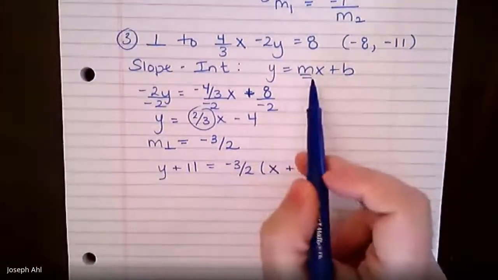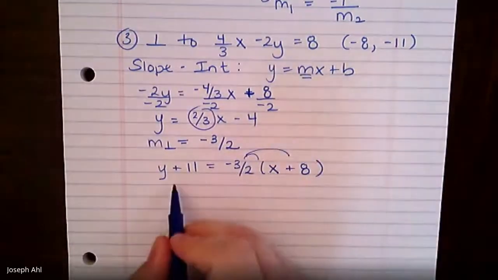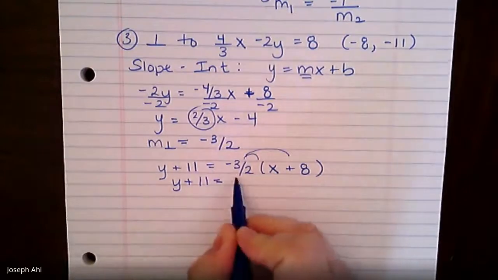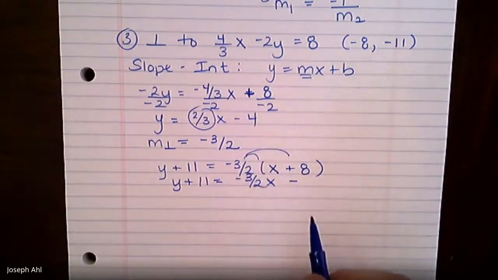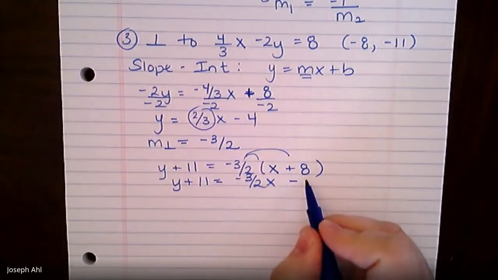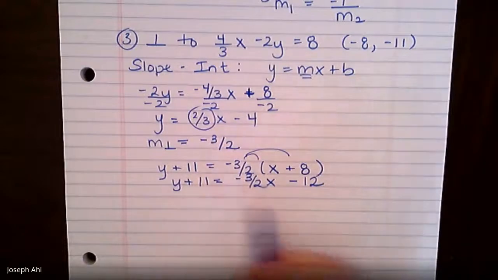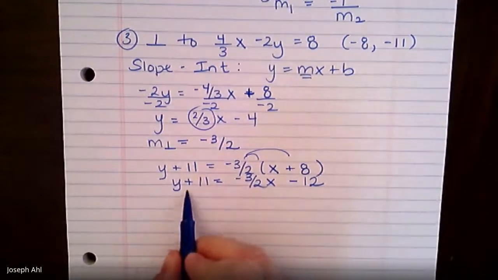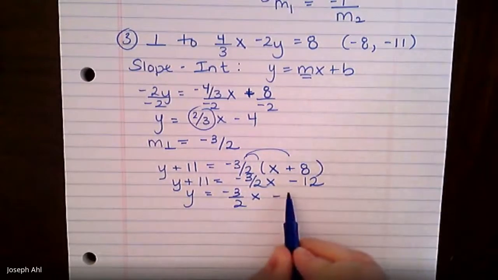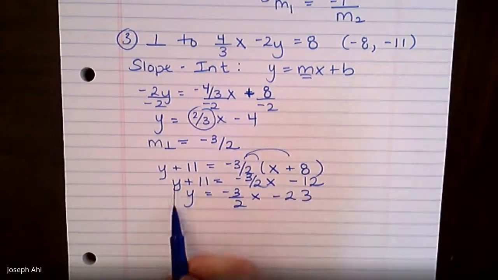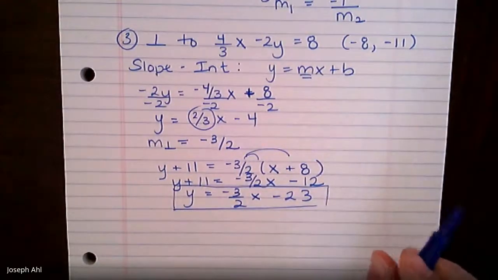But since we have to go back to y = mx + b, the last few steps would be to distribute the slope. That's going to be -3/2 x, and then a total of 12 there, right? And then finally, if I subtract the 11 to the other side to get y alone, y = -3/2 x - 23 would be the final equation in slope-intercept form.